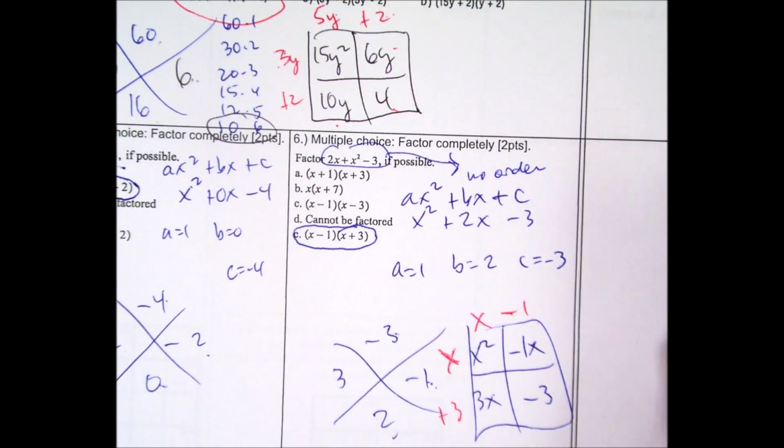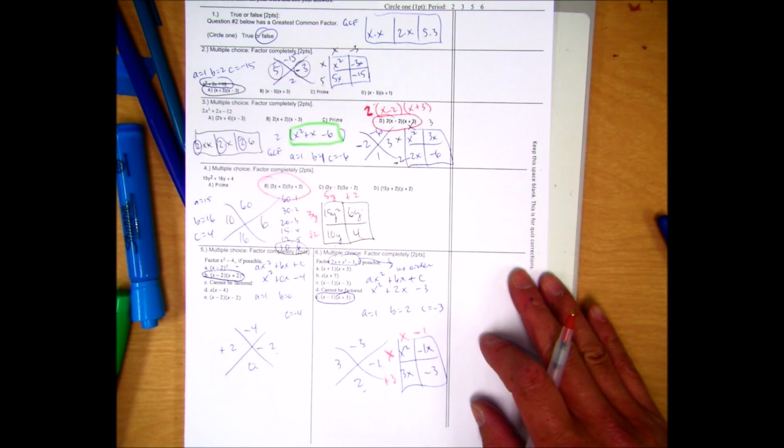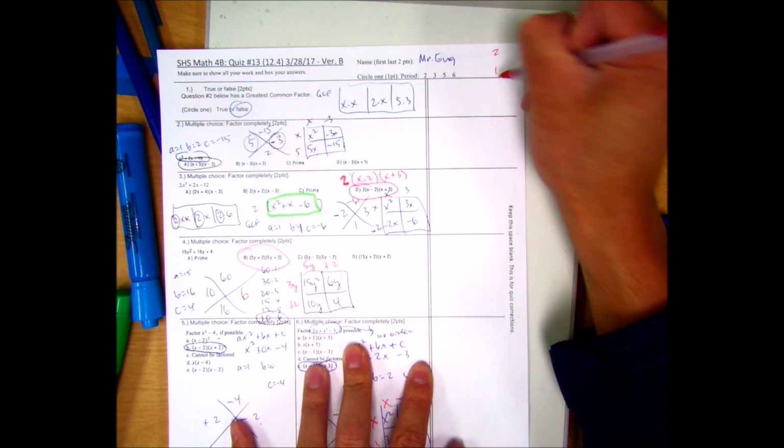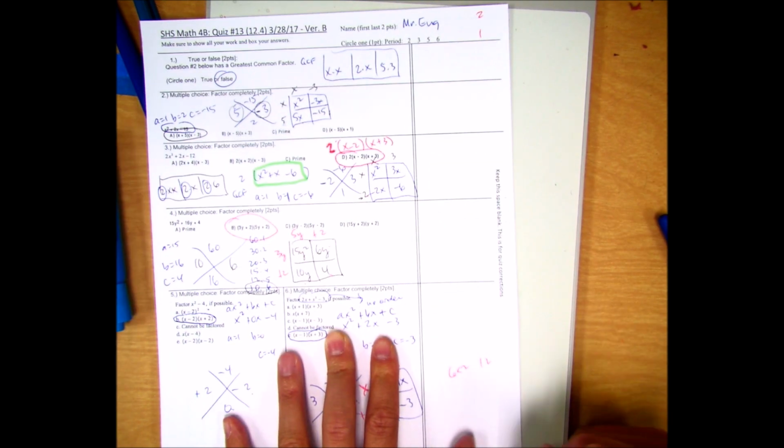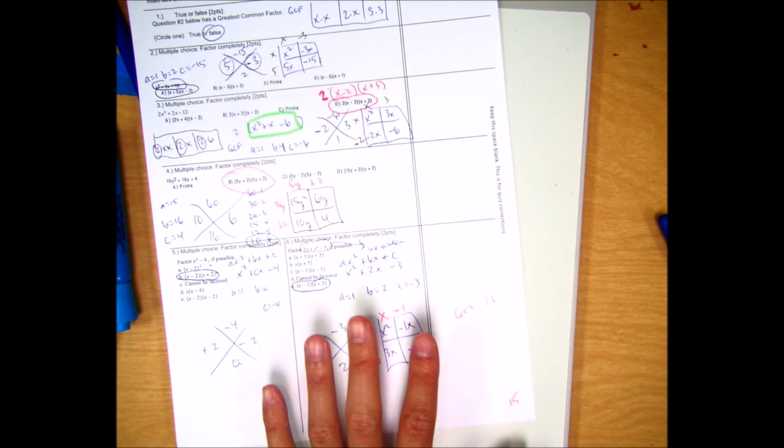Alright, so this side, 2 points for your name, 1 point for the period, and 6 multiple choice questions. 6 times 2 is 12, so that would be 15 points for the front side. Back side.